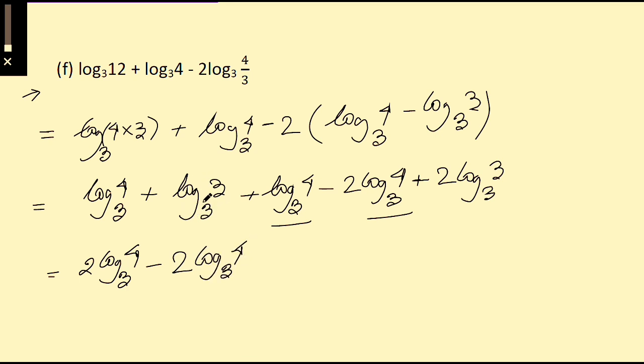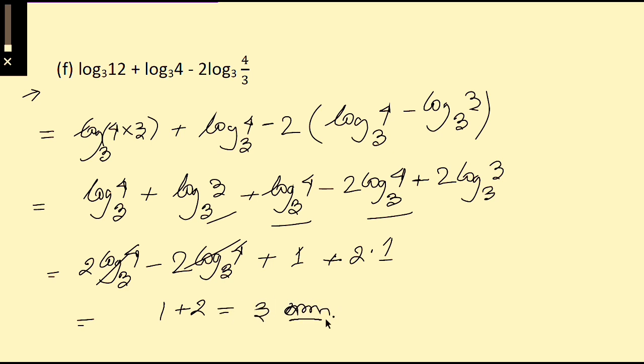Here log 3 to the base of 3 will become 1. And we also have 2 times log 3 to the base of 3, which will also become 1. So we will have 2 times 1. So here 2 times log 4 to the base of 3 minus 2 times log 4 to the base of 3 will be cancelled out. Then we will have 1 plus 2. So here 1 plus 2 will become 3, and this is our final answer.